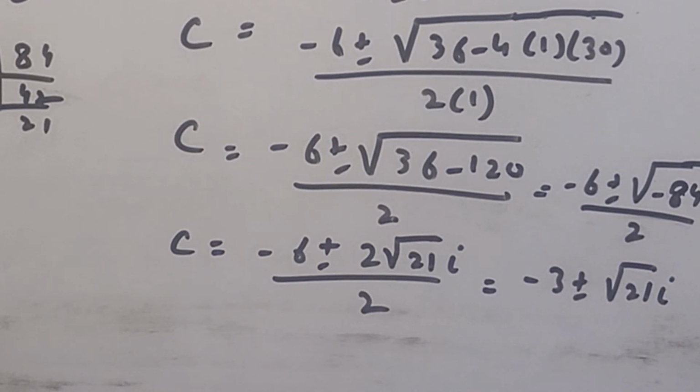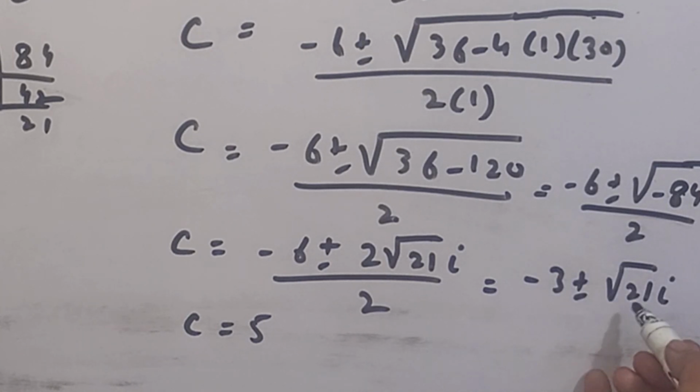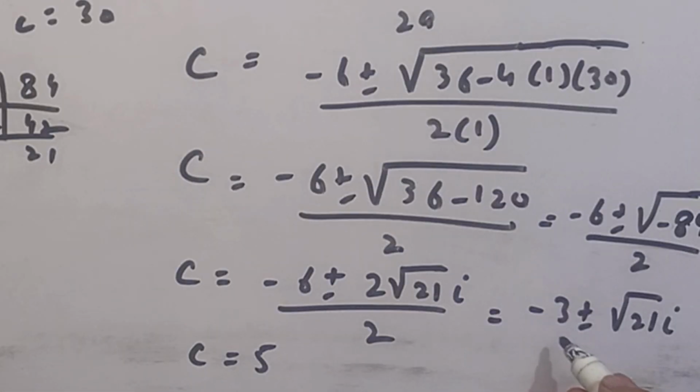So we get the three answers of c. The first one is c is equal to 5, the second is negative 3 minus square root 21 iota, and the third is negative 3 plus square root 21 iota, and we have done.